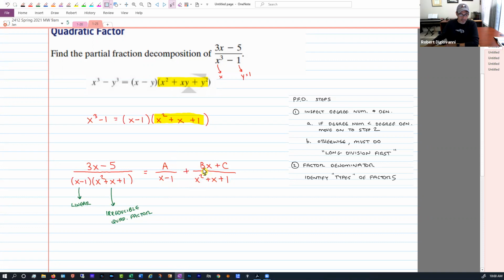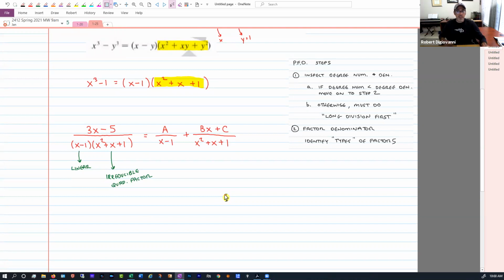All right, so we have our A over our linear. We have a linear expression over our irreducible quadratic. Bx plus c is linear. And now we just play the same game. We just do what we've been doing. We're going to multiply both sides by the LCD. Any questions? Do that here. Multiply both sides here by this. Oh gosh, that's messy. We have to distribute and then they'll kill all.